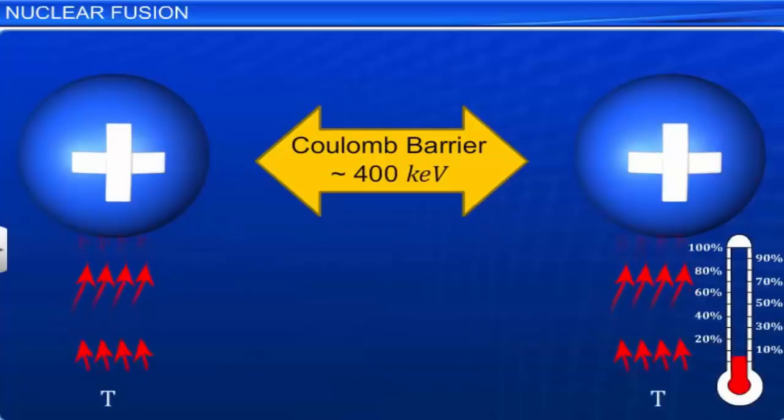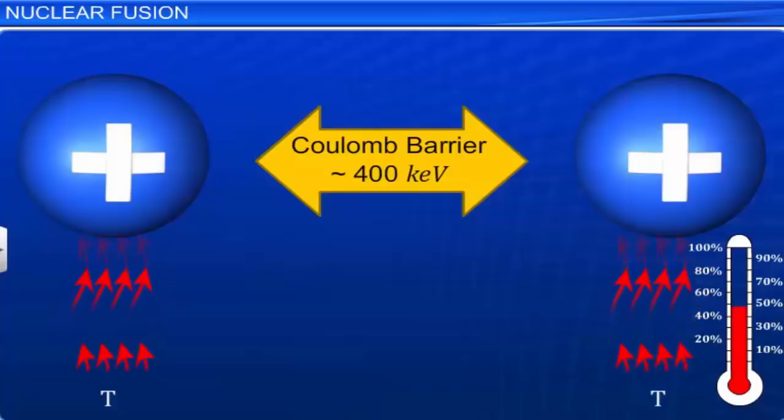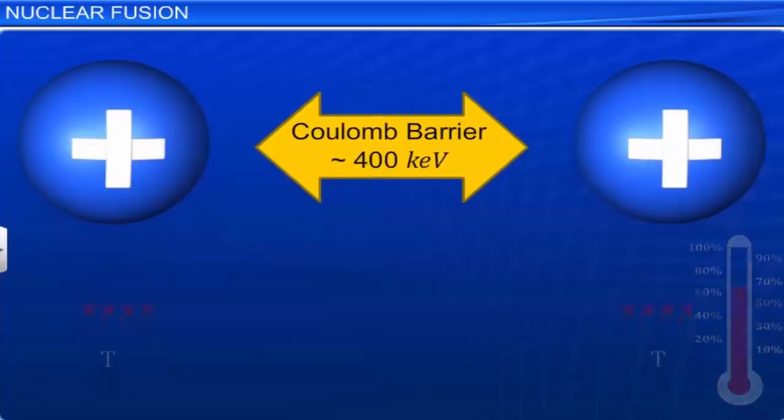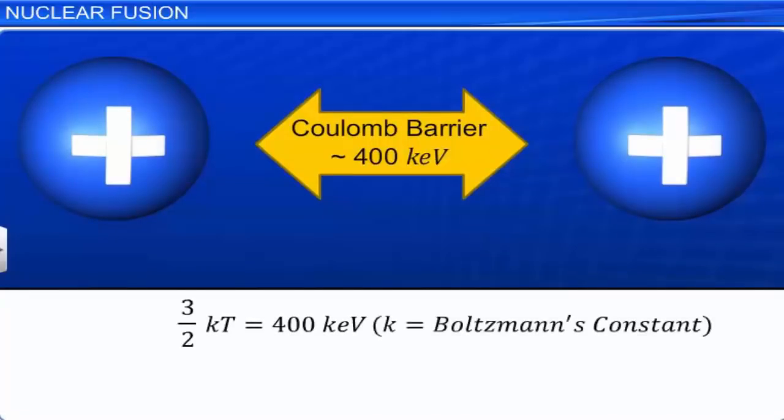Let the temperature of the protons be raised to T to obtain energy of 400 kilo-electron volt. We know that the energy gained must be equal to 3/2 kT, where k is the Boltzmann constant. Substituting the value of the Boltzmann constant and simplifying, we get temperature T equal to 3 × 10^9 Kelvin.